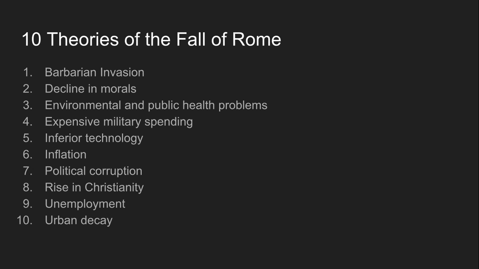All right, then there's 10 theories for the fall of Rome. I doubt you're going to have to do all 10, but she might ask you for 3. So go into detail. You have the Barbarian Invasions, so the Germanic tribes invasion, decline in morals, environmental and public health problems, expensive military spending, inferior technology, inflation, political corruption, the rise in Christianity, unemployment, and urban decay. So I would pick 3 to kind of park on. So in your head right now, decide what 3 you want to park on. All right, keep them in your head.